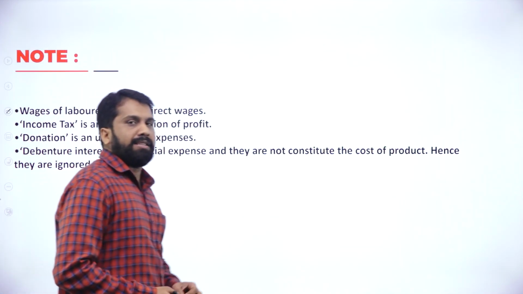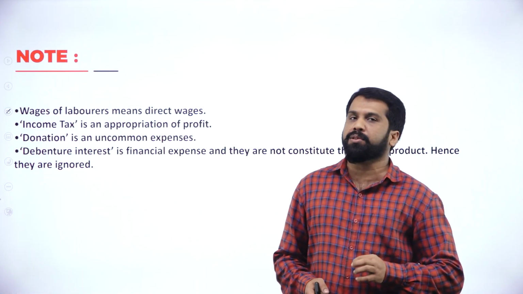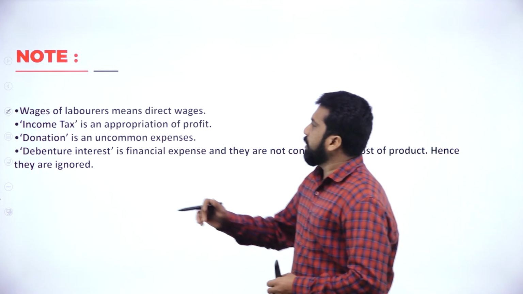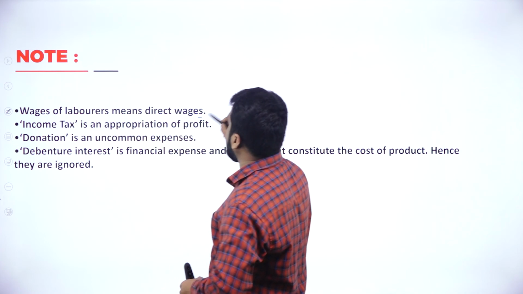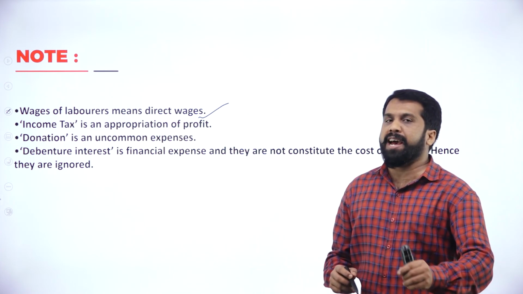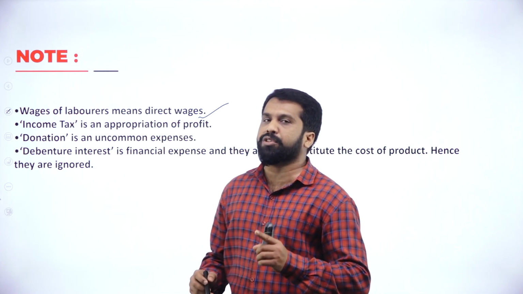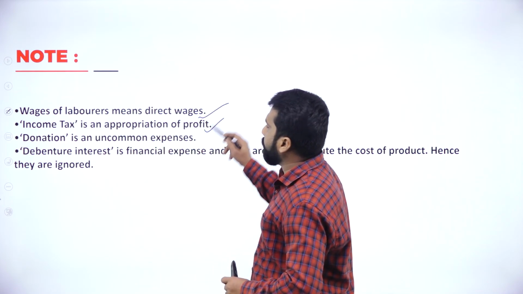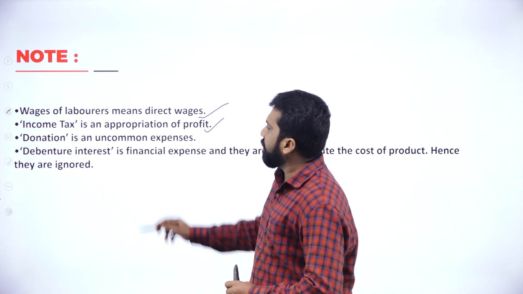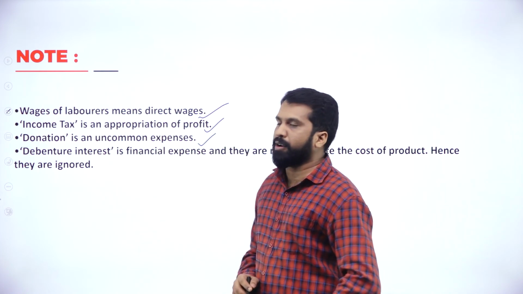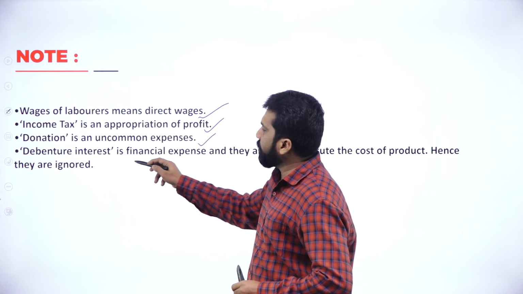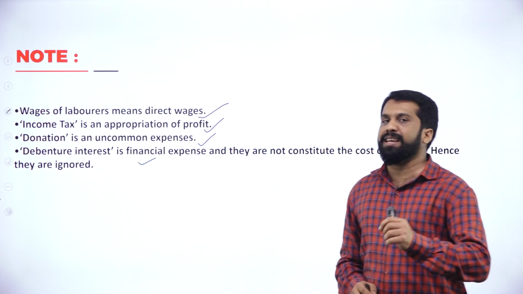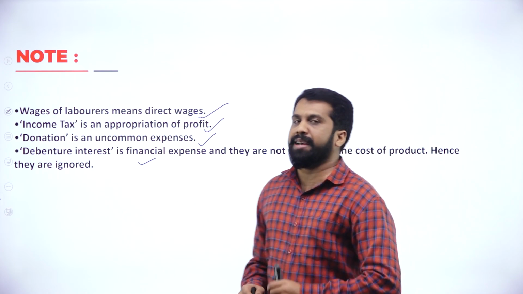Once you're done with your answer, you have to make a note. What is the note? A few things you have not taken. Why? Because wages of laborer means direct. As I told you, if they have not mentioned indirect, we should consider it as direct. Income tax is not part of your cost sheet. Donation is not part of your cost sheet. Debenture interest is not part of your cost sheet. Why? Because these are financial items.